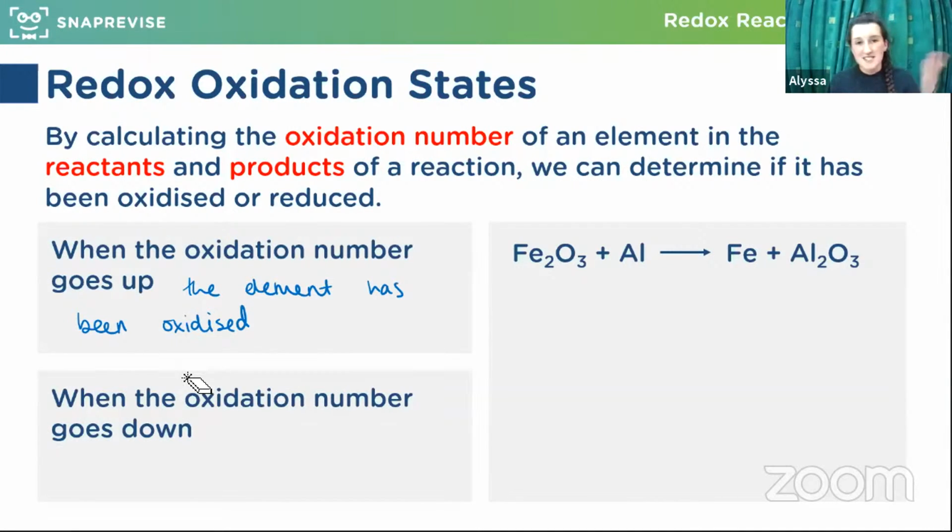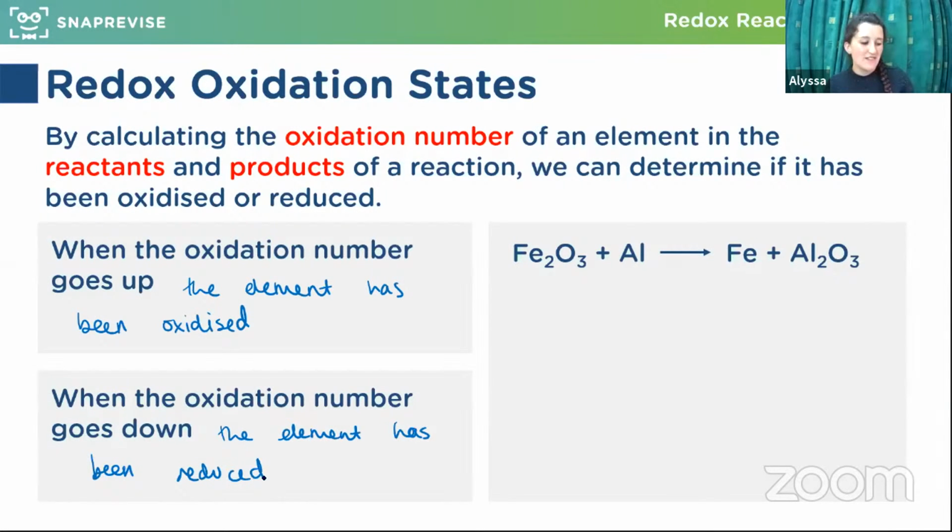When the oxidation number goes down, then hopefully we recognize that is the opposite, so that means the element has been reduced. So I always work out what oxidation means, and then the opposite's got to be reduced. And it makes sense. If you increase an oxidation number, it's getting more oxidized. That, to me, makes sense. So we can use that to help us remember which way around it is. Lovely.